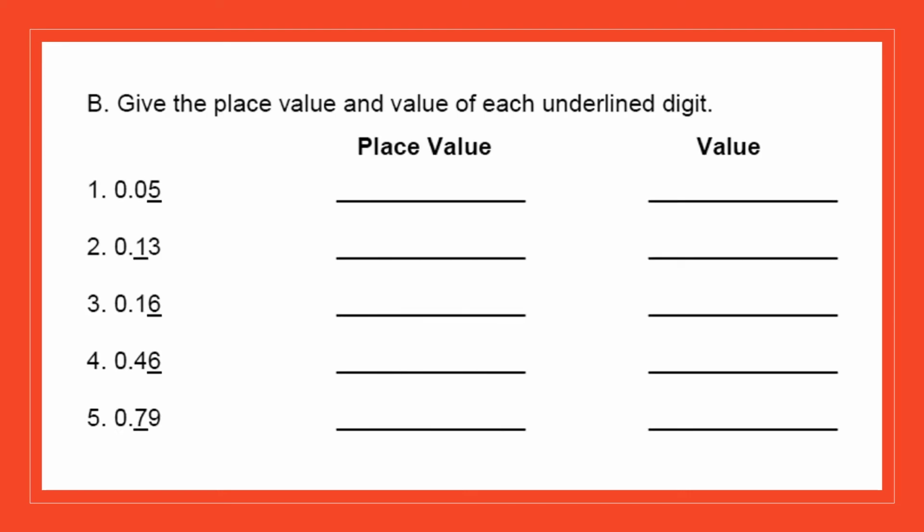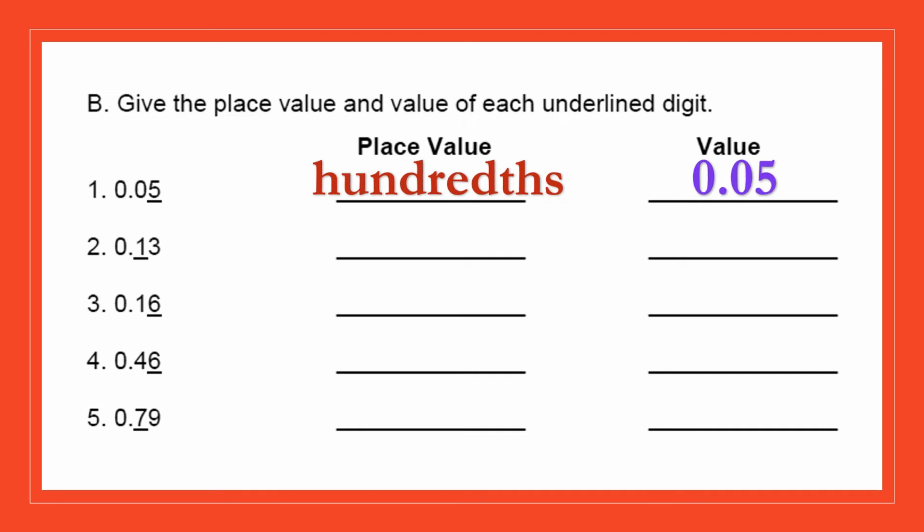Okay, class. Given the place value and the value of each underlined digit. So we have in number 1, 5. What is the place value of 5? Correct. Hundreds. And the value is? 0.05 or 5 hundredths.